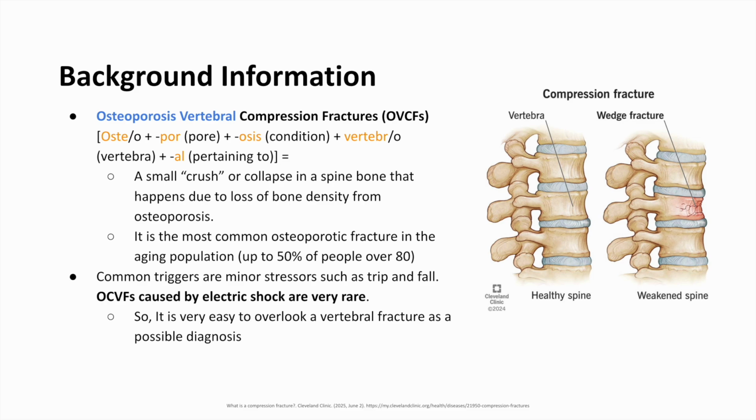OCVF is the most common osteoporotic fracture in the aging population. Up to 50% of the people over 80 actually get OCVF, which is a very high number. And compression fractures actually look like that. Left is a healthy spine, to the right is the weakened spine, and there will be a fracture.